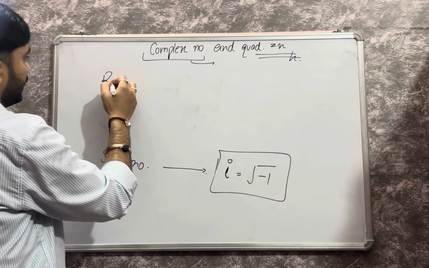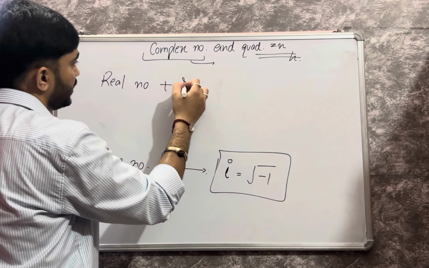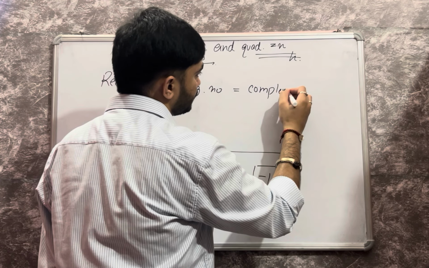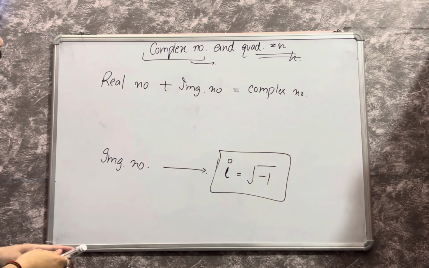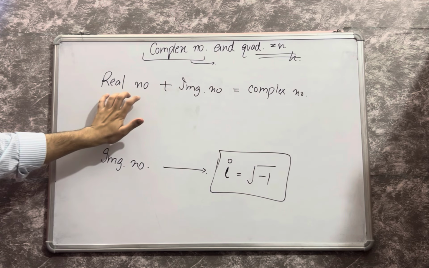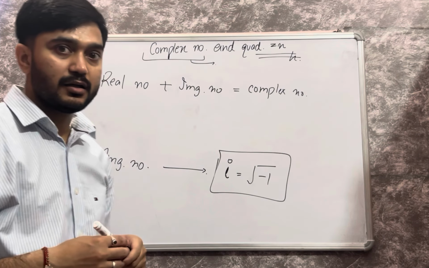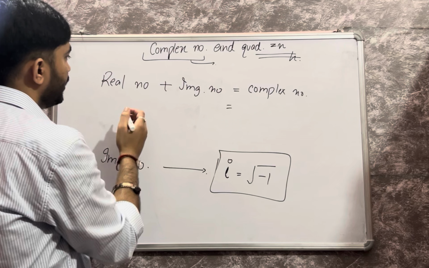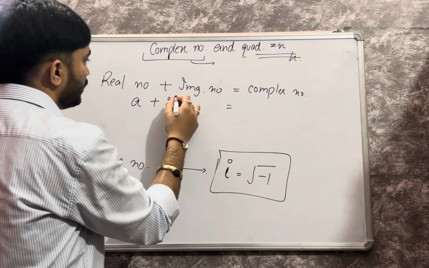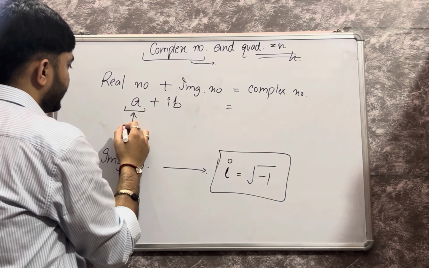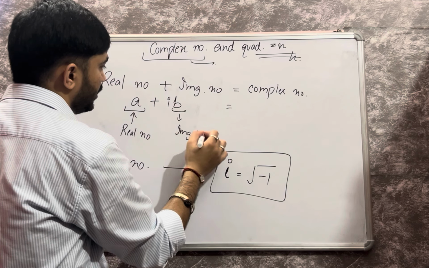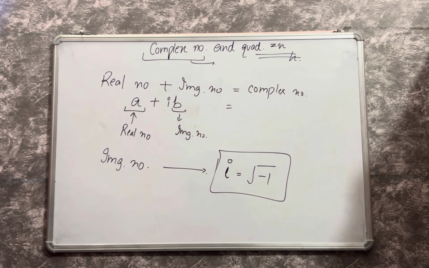Now, moving forward, if we collect real numbers plus imaginary numbers, we will get complex numbers. So what is the definition of a complex number? The collection of all the real numbers and imaginary numbers is known as a complex number. In this chapter, how are complex numbers represented? A plus iota b, where a is a real number and b is an imaginary number represented by iota. Any doubt? Please take the screenshot.